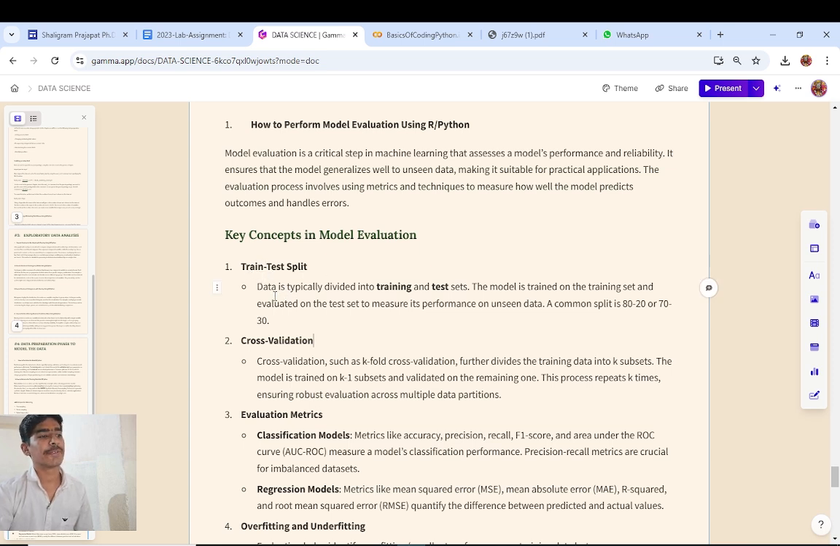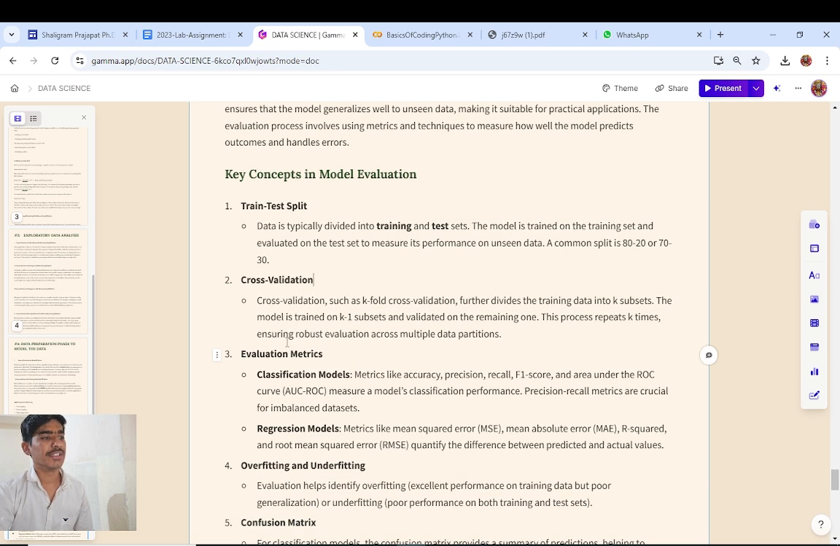First is the train test split. In the train test split, data is typically divided into a training set and a test set. The model is trained on the training set and evaluated on the test set to measure its performance on unseen data. A common split is 80 to 20 or 70 to 30.